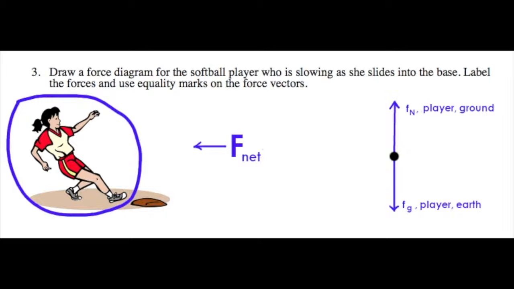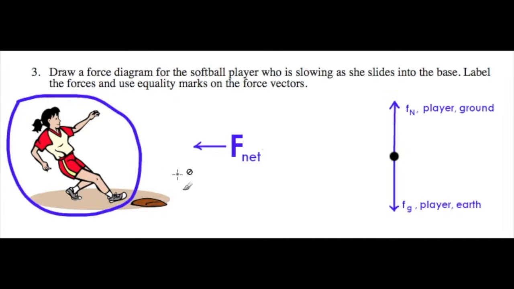So what is this? When we're looking at this picture, we can see that she's sliding onto the base. And in the question itself, it doesn't say that there isn't any friction. It doesn't say that it's frictionless like the last question did. So we can assume that in this case there will be friction.